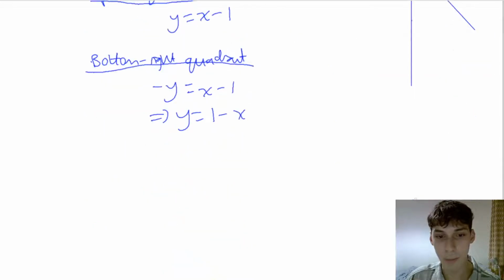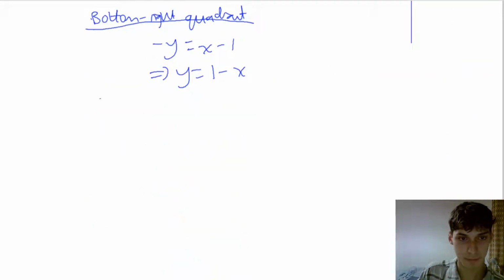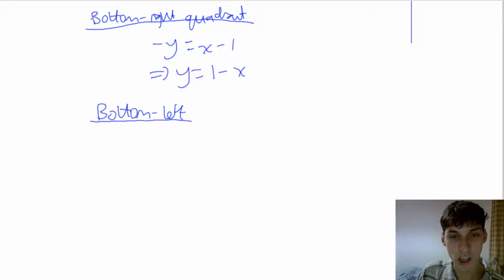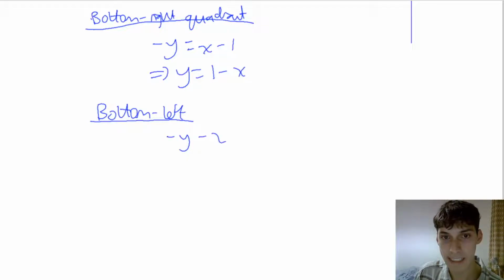Okay, now let's consider bottom left. There we go. So here both of them are negative, so we have minus y minus x is equal to minus x minus 1, or y is equal to x plus 1.